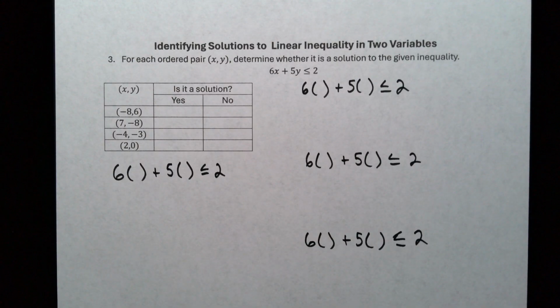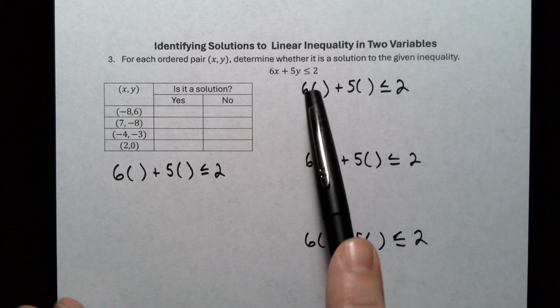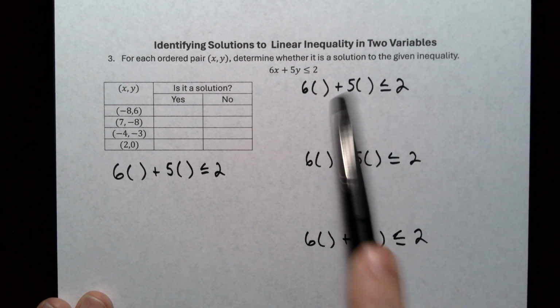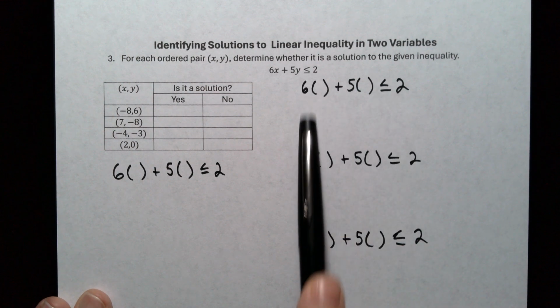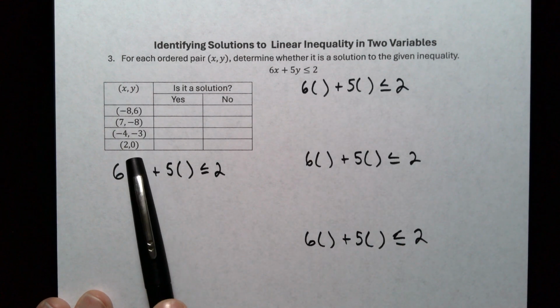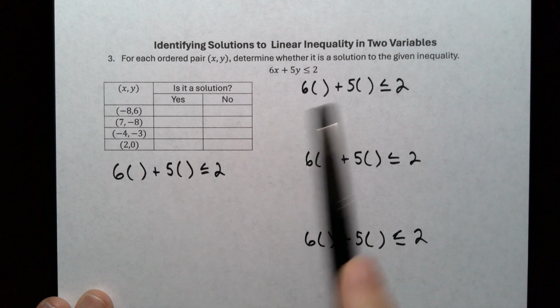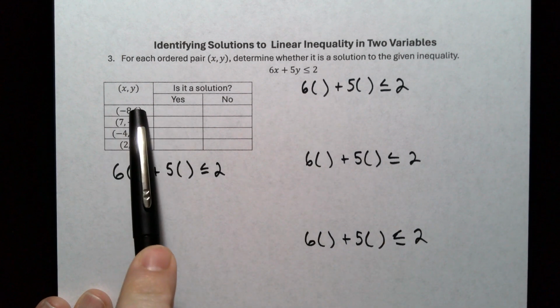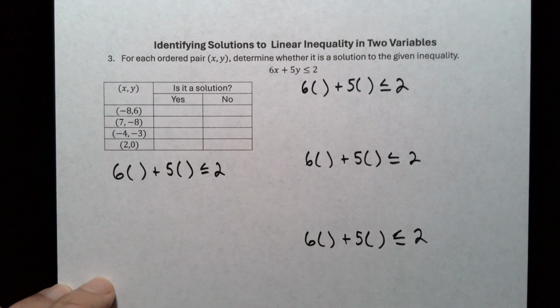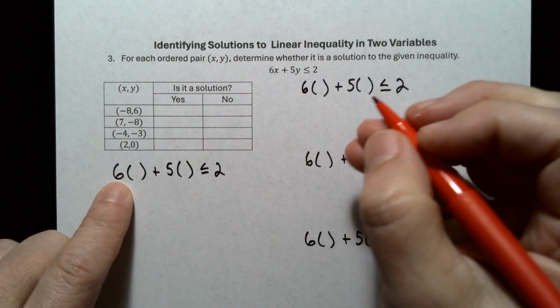Okay, so here's our next problem, and I've already written out all of our problems here, so we can just put in the x's and y's. So we have 6x plus 5y is less than or equal to 2, so I wrote it down 4 times because I have 4 different possible solutions, and the x goes in the first parentheses and the y goes in the second. X, y, x, y. Okay, so let's do that. Let's do the first one. I'll do it right here.